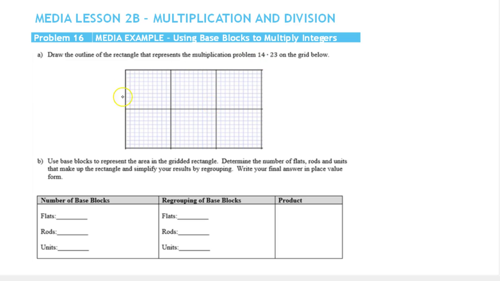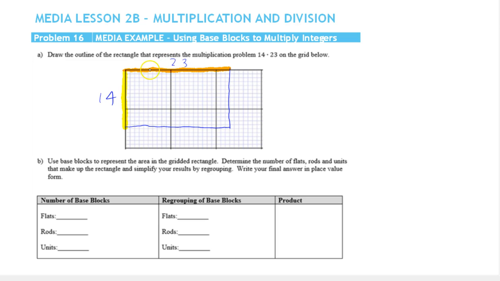So I'm going to start with, since this is 20 long, I'm going to put the 14 here. So there's 10, and I'd go down 4. Okay, and then for 23, I'm going to highlight that up here. This would be 10, 20, and then 1, 2, 3. Okay, so now let's draw an outline of this. 1, 2, 3. I think this is 4, so this isn't going to be perfect, but it'll be good enough. Okay, so this is a rectangle that's 14 by 23.